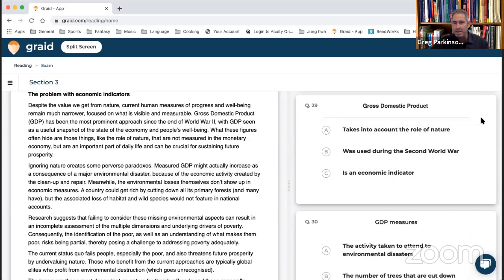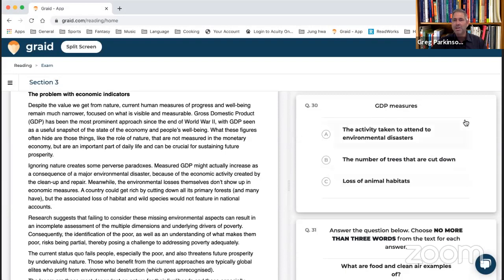Gross domestic product. Now, I'm going to make a quick prediction here because there isn't a lot to read. And what I can also do is try and remember what I've read. So it takes into account the role of nature. Well, we were told that it doesn't, right? So was used during the Second World War. Well, if you already know the answer and you don't have to read, if you know that gross domestic product is an economic indicator, just answer it, right? So I'm sure that's the answer. I'm willing to place a wager on that.